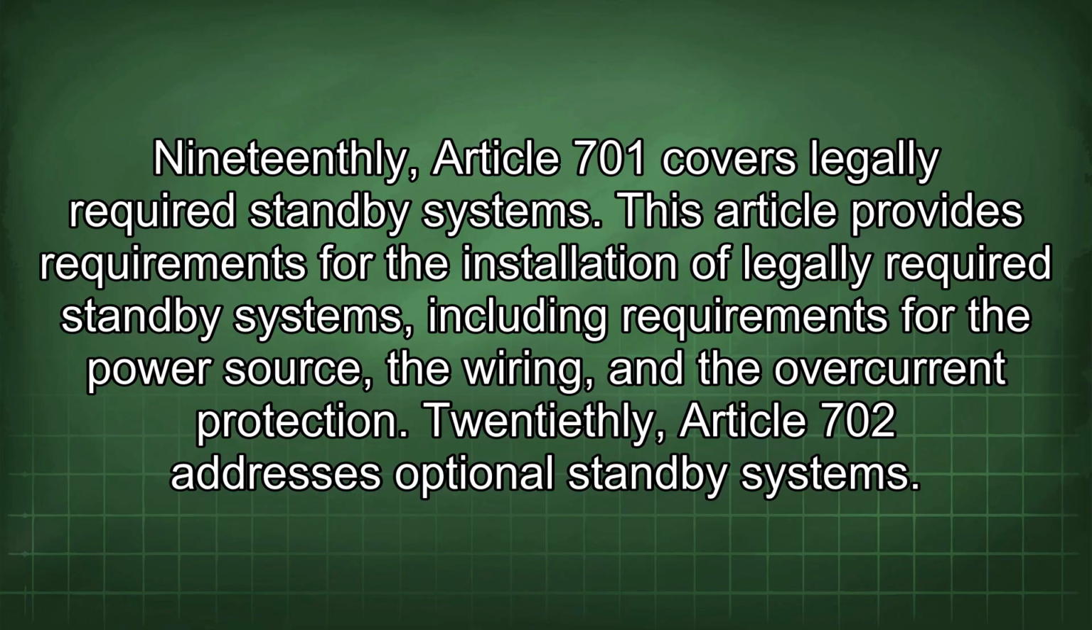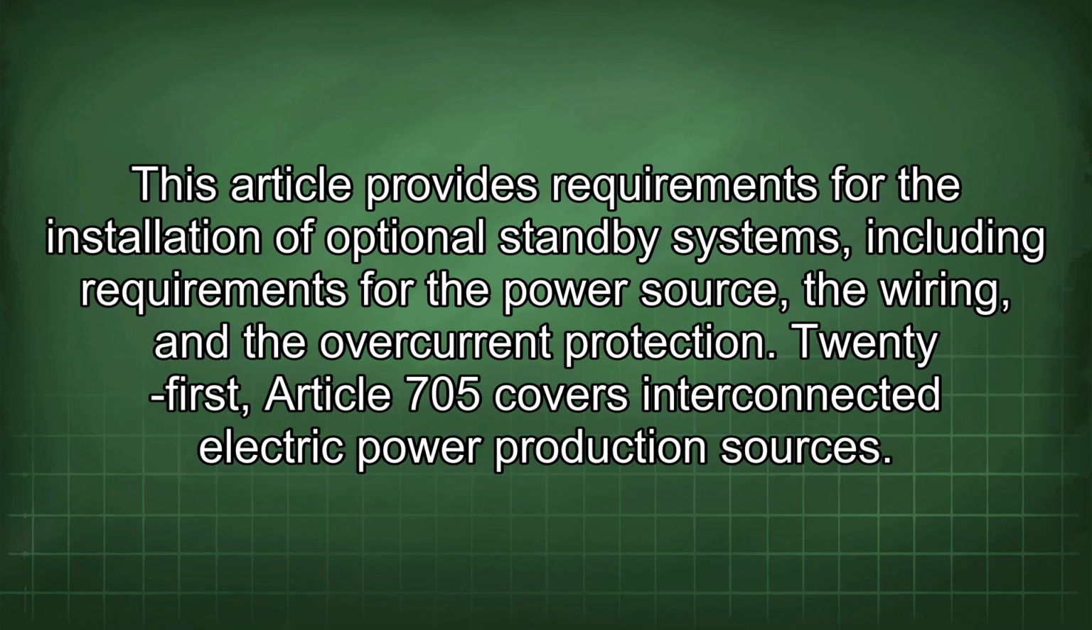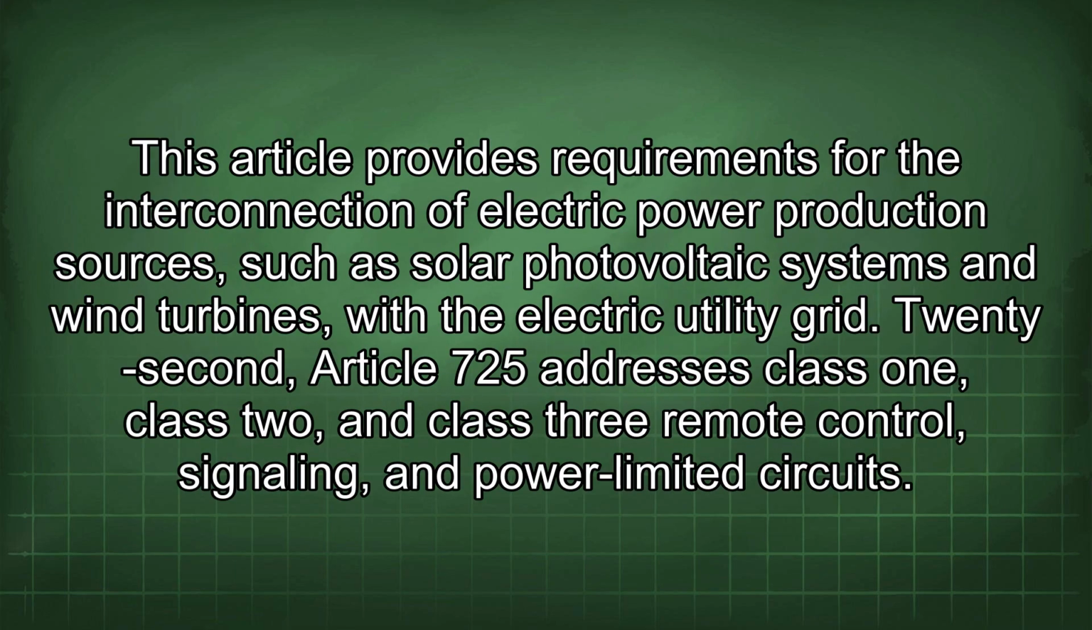This article provides requirements for the installation of legally required standby systems, including requirements for the power source, the wiring, and the overcurrent protection. 20thly, Article 702 addresses optional standby systems. This article provides requirements for the installation of optional standby systems, including requirements for the power source, the wiring, and the overcurrent protection. 21st, Article 705 covers interconnected electric power production sources. This article provides requirements for the interconnection of electric power production sources, such as solar photovoltaic systems and wind turbines, with the electric utility grid.